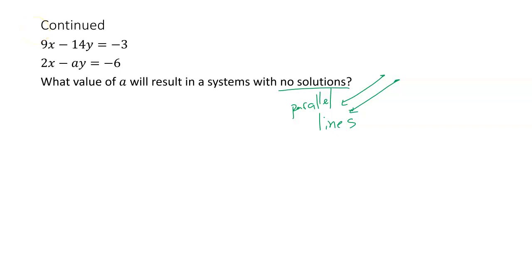Y-intercepts. So what part of my equation do I look at to determine that the slopes are the same? Right? But I'm in standard form. I'm not in slope-intercept form. So I could rewrite it in slope-intercept form, but that would be a lot more work. So what part do I look at to determine whether the slopes are going to be the same? I don't care what the slope is. I just need to make sure that they're the same.